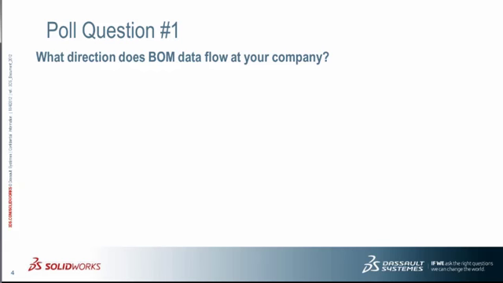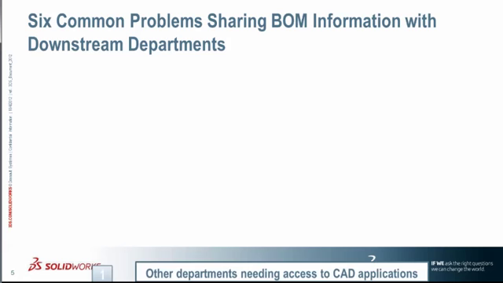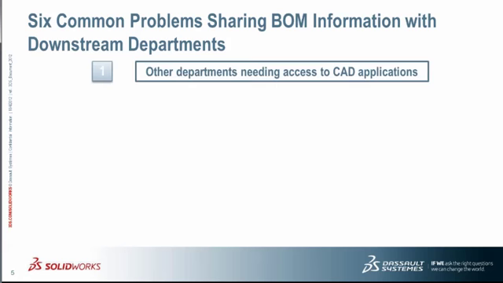Okay, great, thanks. So today we're going to look at 6 common problems that companies face when sharing BOM information with other departments. I'll do a quick run through of those right now. First one is other departments needing access to CAD applications. So if you have a BOM table on your CAD drawing, whether it's SOLIDWORKS or some other CAD program, to get that information out of there, you need a license of that CAD package and open the file up and export the table in some way. And obviously you need knowledge of the CAD system and a license to do that.